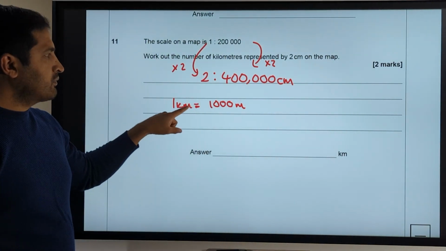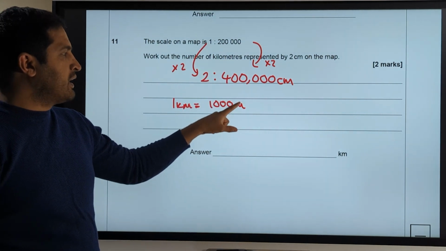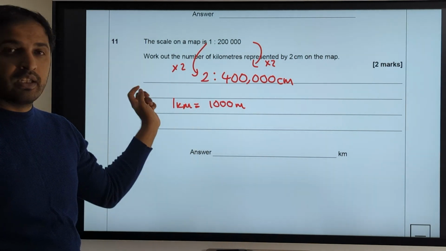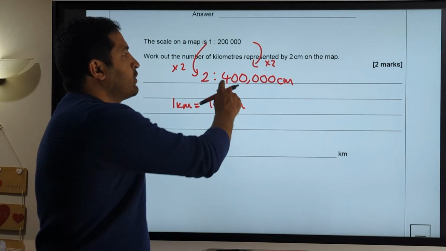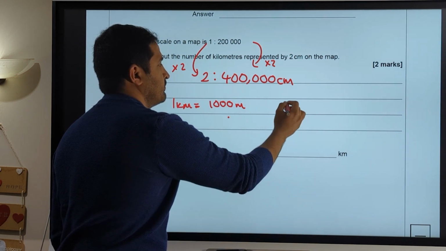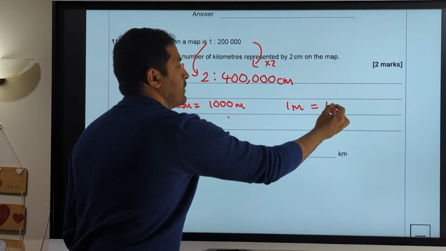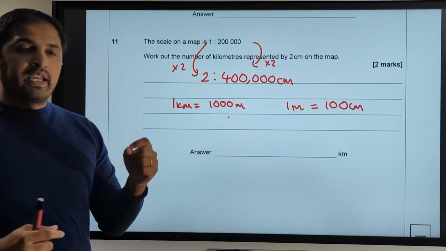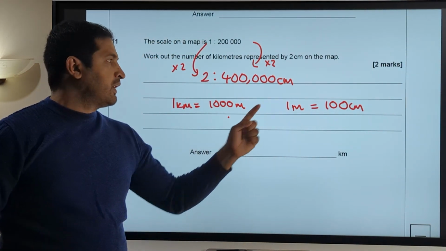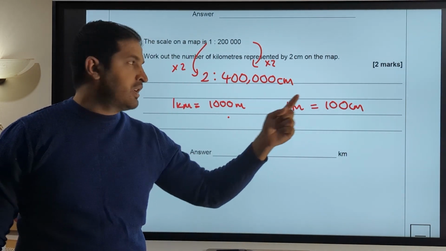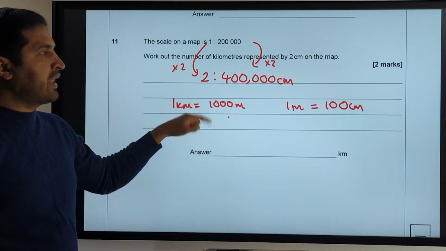And then I still don't have centimeters. I need to get centimeters to kilometers. So I can't just divide by 1,000 and get it. First we need to convert into meters. So I'll say, okay, 1 meter is equal to 100 centimeters. And remember again, a centimeter is the width of your nail, whereas a meter is one big stride. So you'll need 100 of these fingers measured to get 1 meter. Now we can get that done.